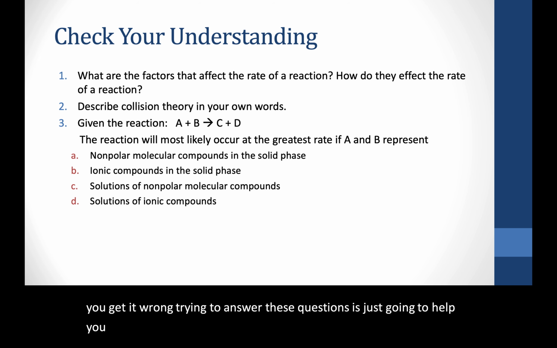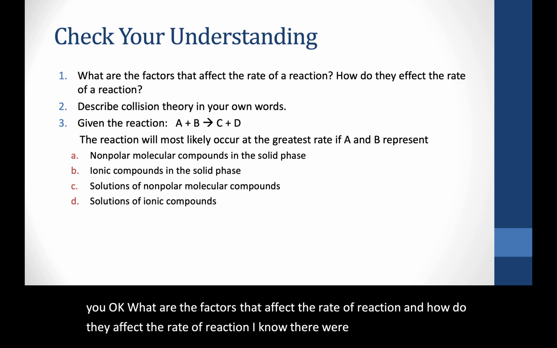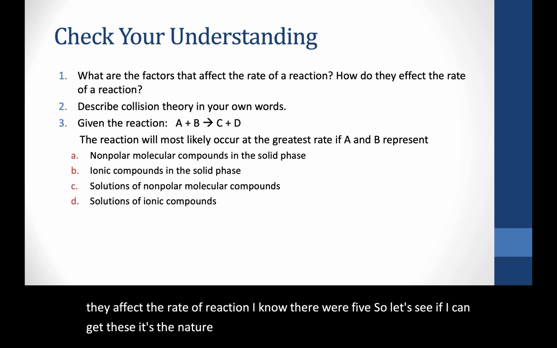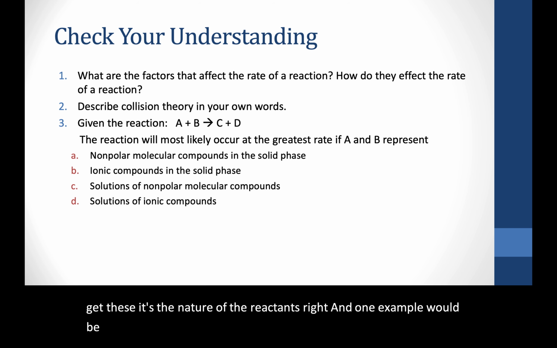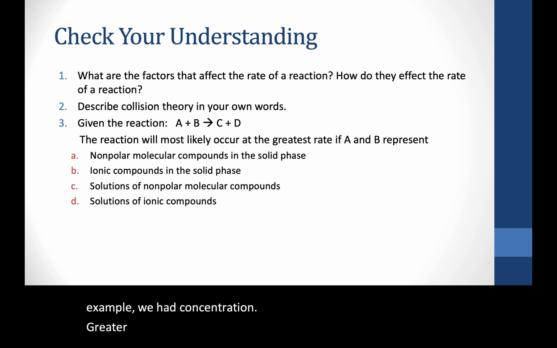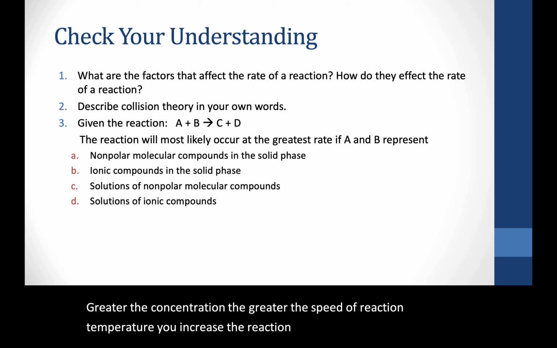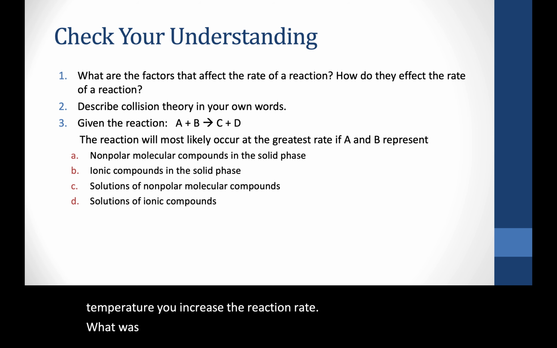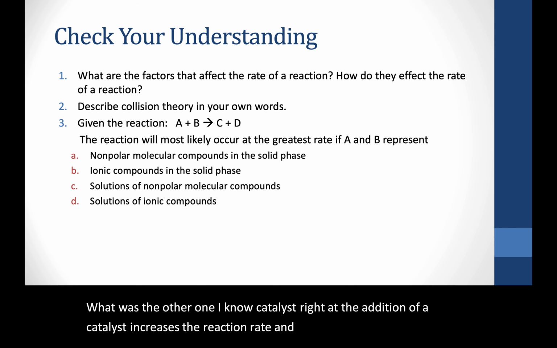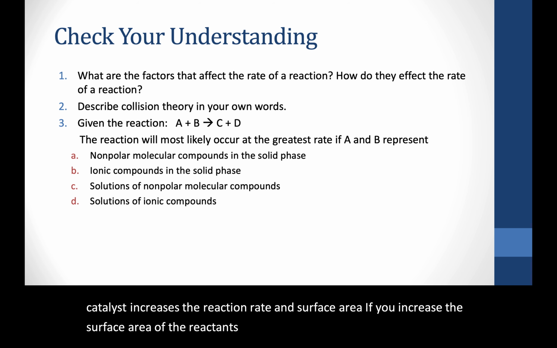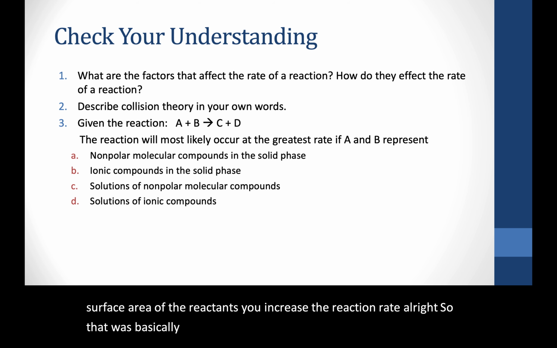Okay, so what are the factors that affect the rate of reaction, and how do they affect the rate of reaction? I know there were 5, so let's see if I can get these. It's the nature of the reactants, and one example would be ionic compounds react faster than covalent. That's just one example. We had concentration. The greater the concentration, the greater the speed of reaction. Temperature. You increase the temperature, you increase the reaction rate. What was the other one? I know catalyst. The addition of a catalyst increases the reaction rate. Oh, and surface area. If you increase the surface area of the reactants, you increase the reaction rate. So that was basically that one slide a couple of slides ago. Definitely go back and review that if you need to.